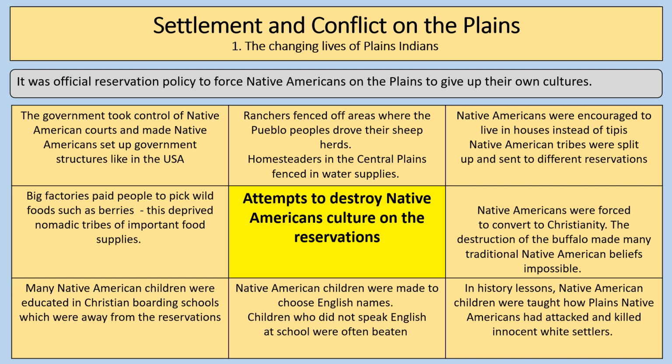And in fact, the attack on their way of life made many of their traditional Native American beliefs impossible as well. Many Native American children were educated in Christian boarding schools, which were kept away from the reservations. Native American children were made to choose English names. Children who did not speak English at school were often beaten. In history lessons, Native American children were taught how Plains Native Americans had attacked and killed innocent white settlers.